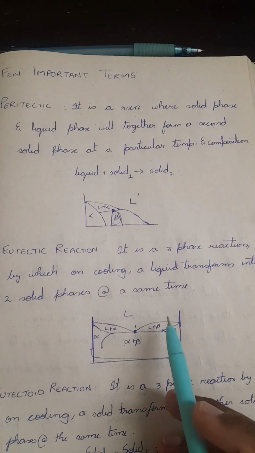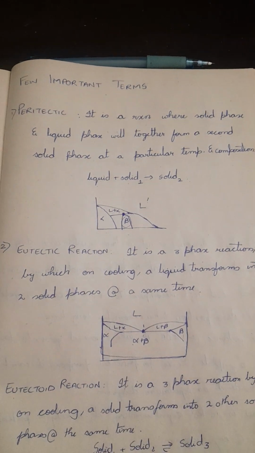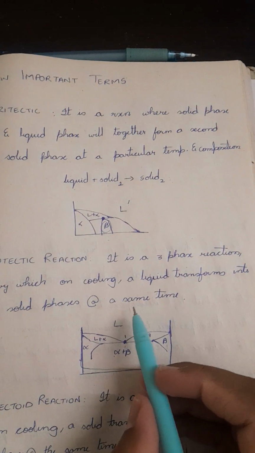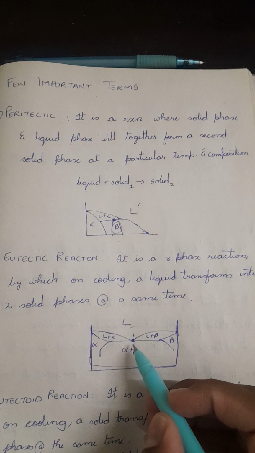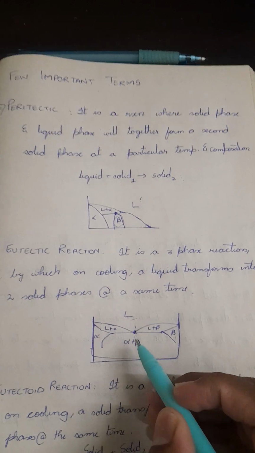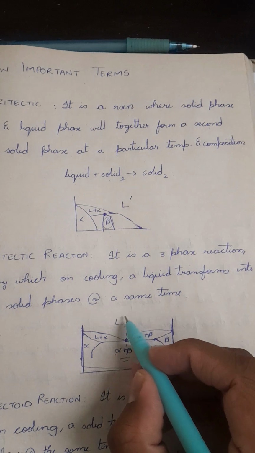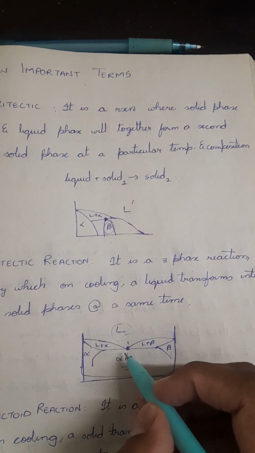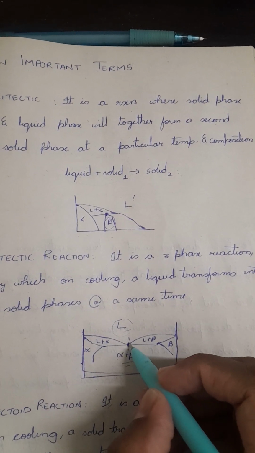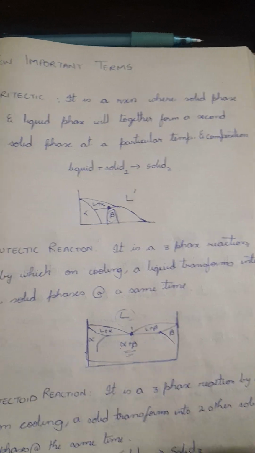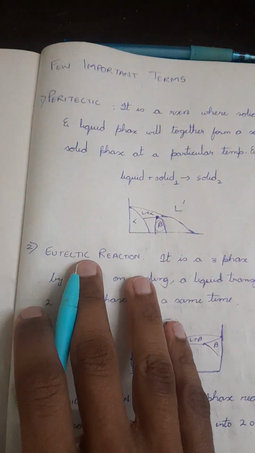Coming to a eutectic reaction, it involves three phases, wherein a liquid, on cooling at a particular composition, gives two different solid phases coming out of it. So here we have a liquid phase. When it is subjected to cooling at a particular composition, we have two different solid phases. This is a eutectic reaction.